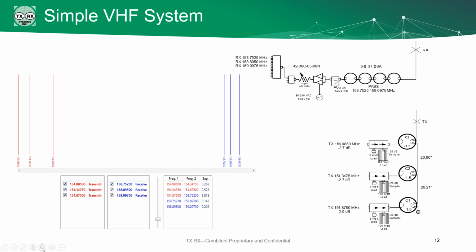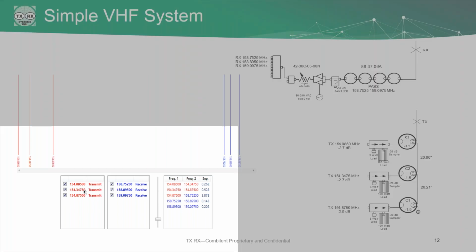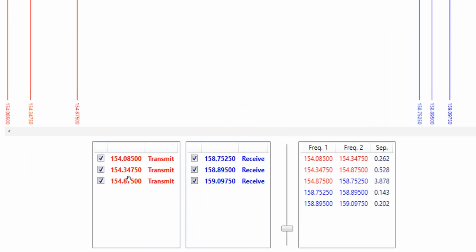Here's an example of a simpler VHF combiner multicoupler. As you can see, there's a nice TX to RX separation as well as TX to TX separation. There's a 3.878 megahertz guard band between the TX and RX frequency. That is what the spectrum drawing on the left is showing. The red lines indicate the TX frequencies, and the blue lines the RX frequencies.